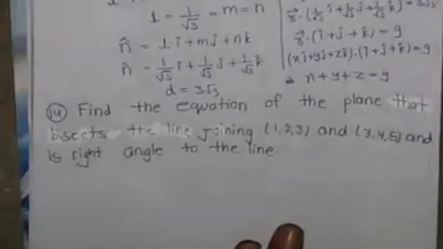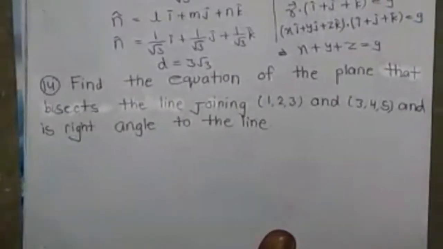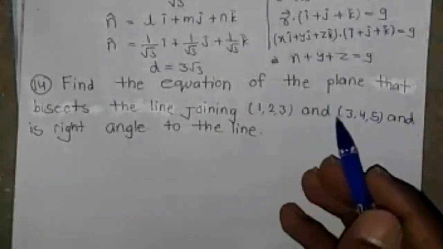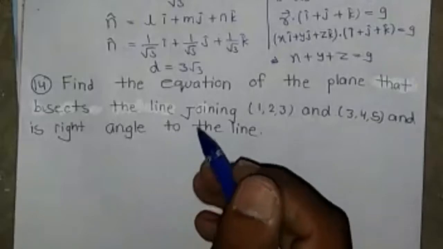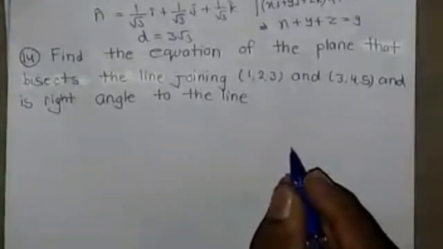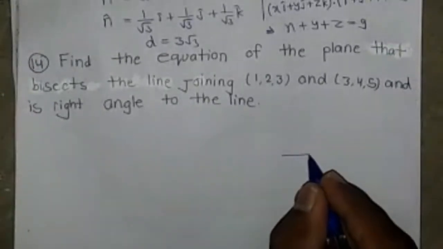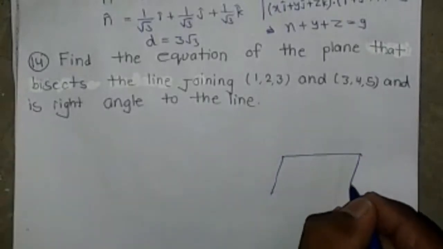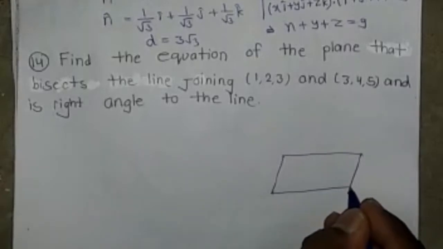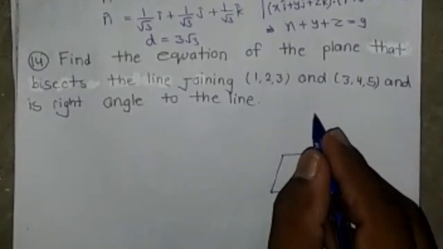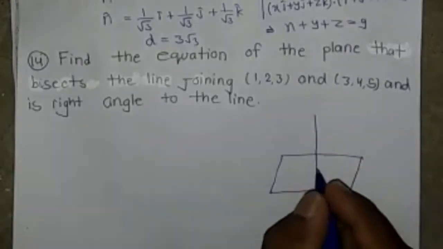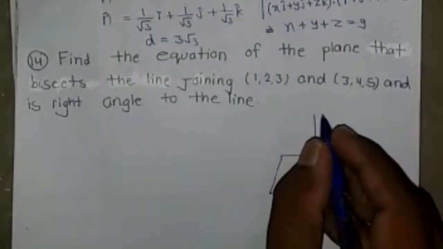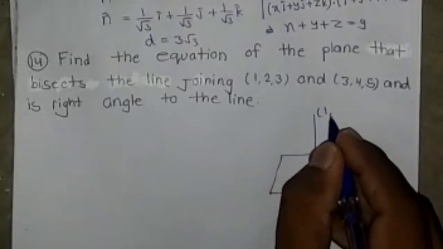Now it is question number 14. Find the equation of the plane that bisects the line joining (1, 2, 3) and (3, 4, 5) and is at right angle to the line. Means the plane bisects the line and is at right angle to the line. Suppose it is the plane and it is the line. This line is bisected by the plane and makes 90 degrees with the plane.